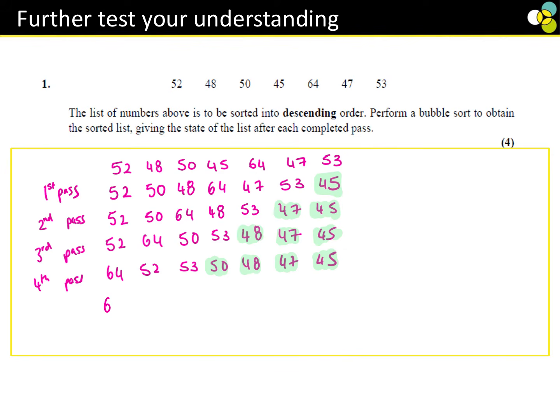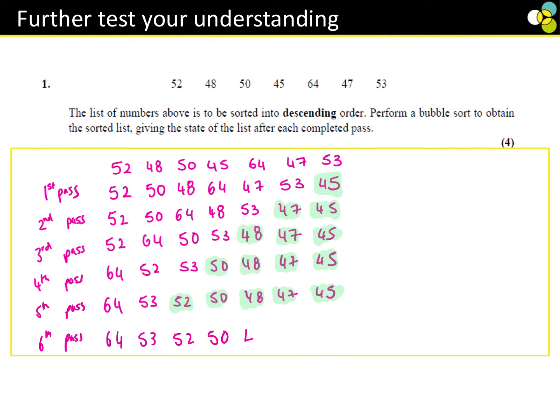64 and 52 can stay the same. 52 and 53, that can change. 50, 48, 47, 45. 52, 50, 48, 47, 45. Okay, that was our fifth pass. Okay, our sixth pass. 64 and 53 can stay the same. And then 48, 47, 45. We know that's it. Okay, stop. And our magic words. Sort.